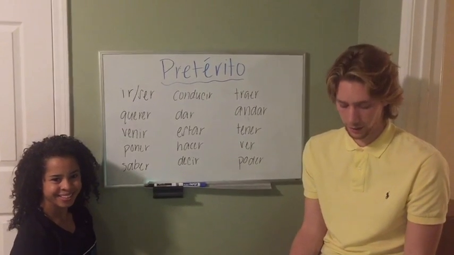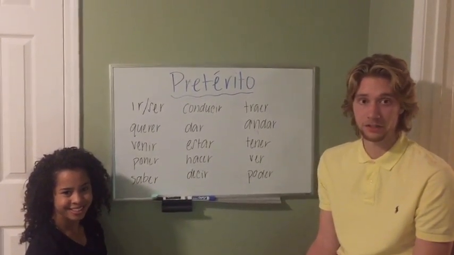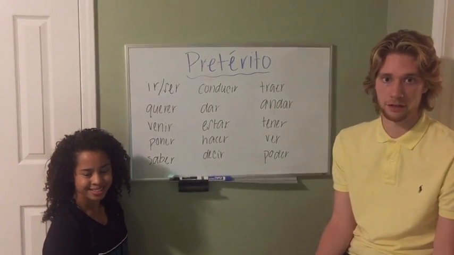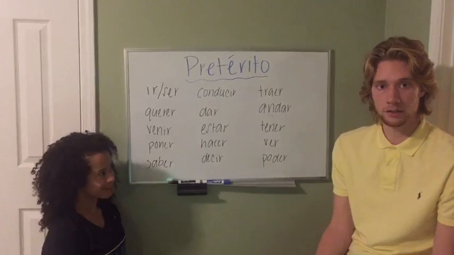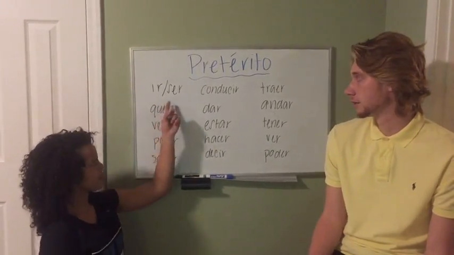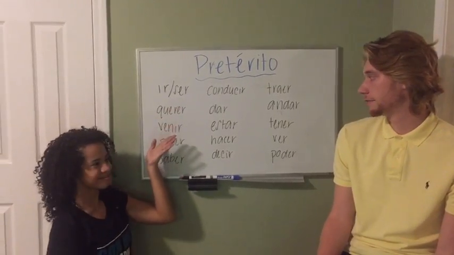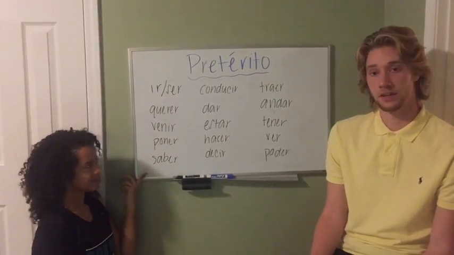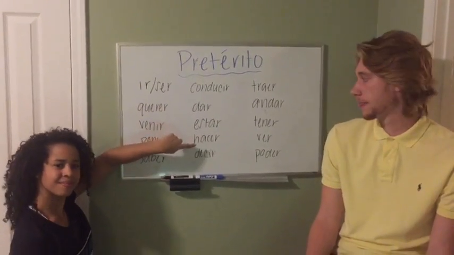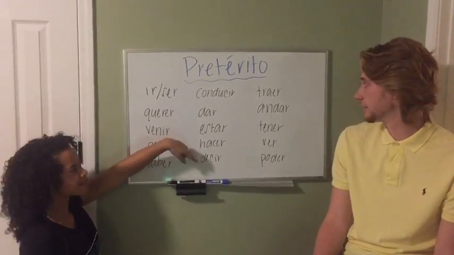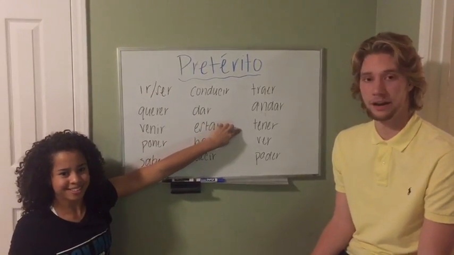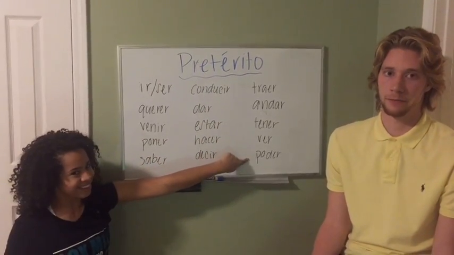When conjugating into the preterite form, there are several irregular verbs that do not follow the same rules as the other verbs. A list of the irregular verbs in the preterite form are ir or ser, querer, venir, poner, saber, conducir, dar, estar, hacer, decir, traer, andar, tener, ver, and poder.